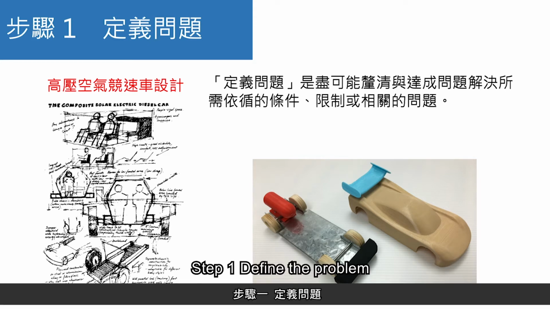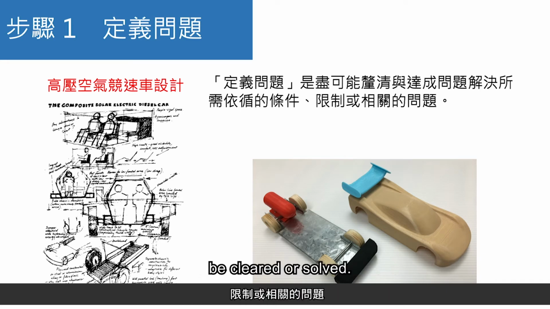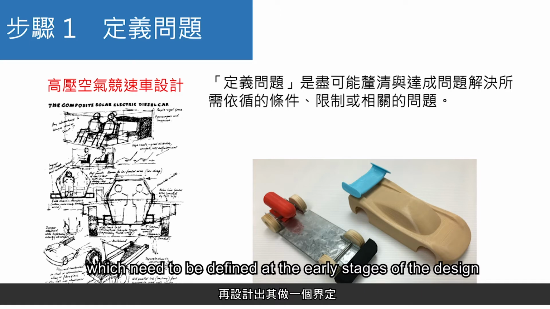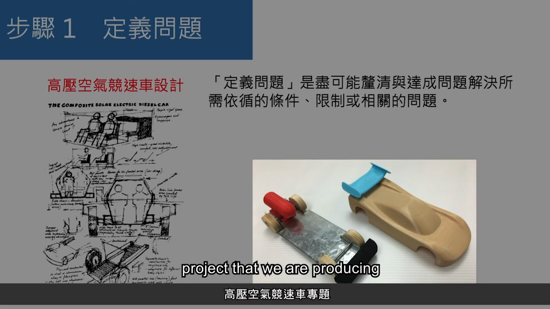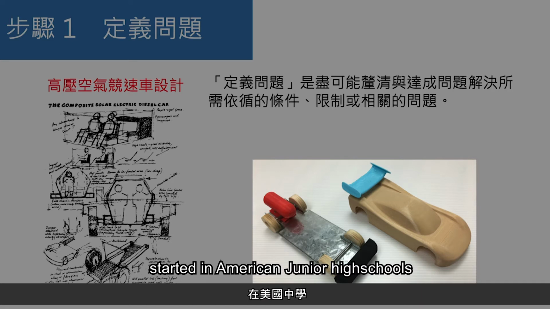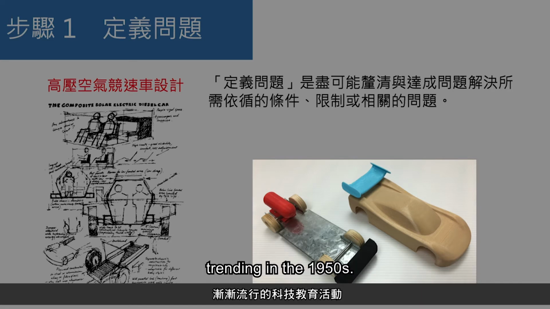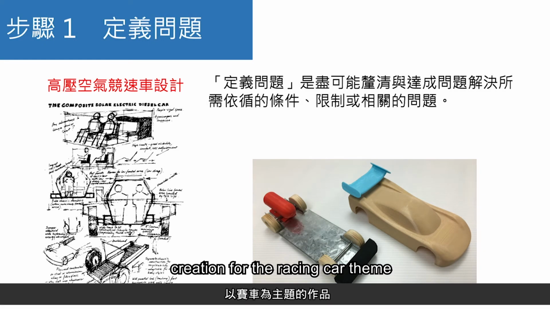Step 1. Define the problem. Defining the problem refers to all reoccurring conditions and restrictions and relevant problems that need to be cleared or solved, which need to be defined at the early stages of the design. For example, the compressed air racing car project that we are producing comes from a technological education activity started in American junior high schools, trending in the 1950s. Students had to design a creation for the racing car theme.